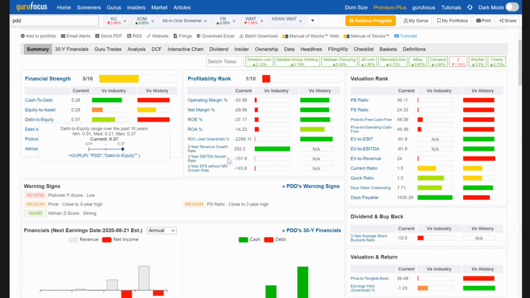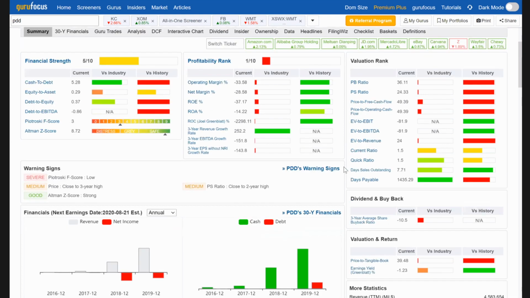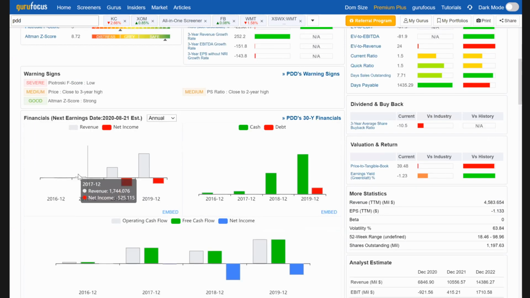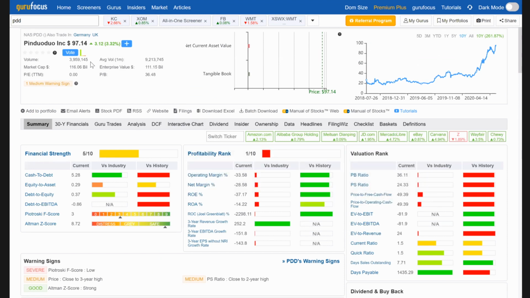Okay, PDD has more data. At least we have a profitability rank of 1 out of 10, which is very low. It's because the company is still losing money. But you can see that the company growth is very, very fast. The revenue growth is very fast. And the good thing also, you can see the earnings, the loss is narrowing. So this year it's losing less money than last year. And that's a good sign, but it's very hard to evaluate. I don't know how much it's worth.